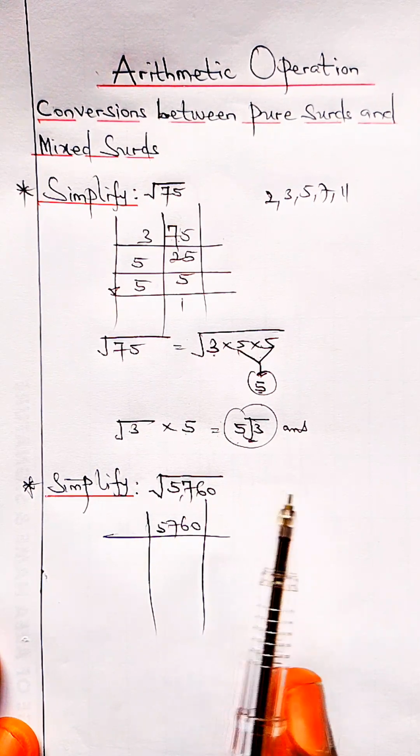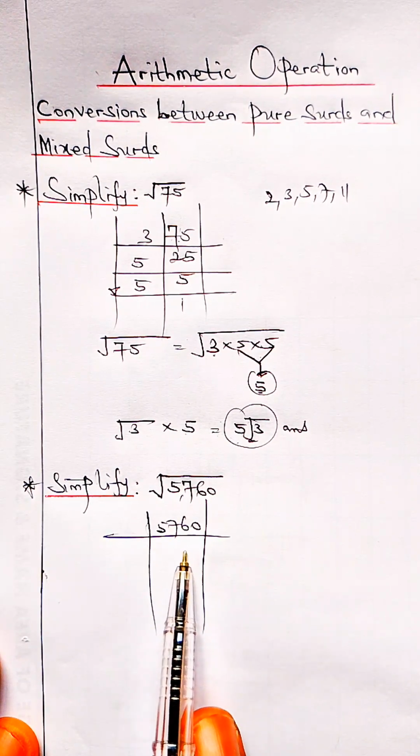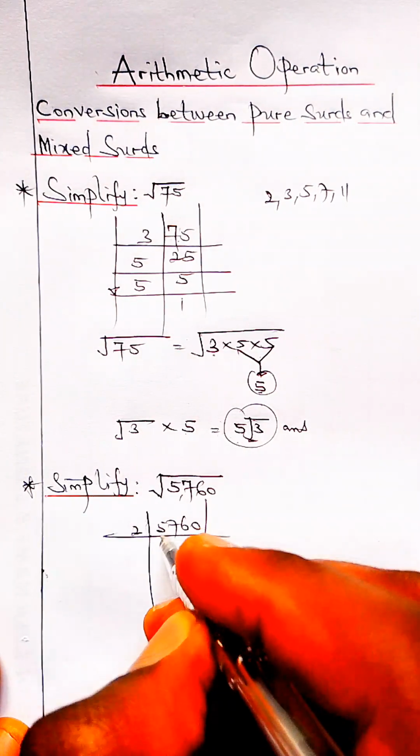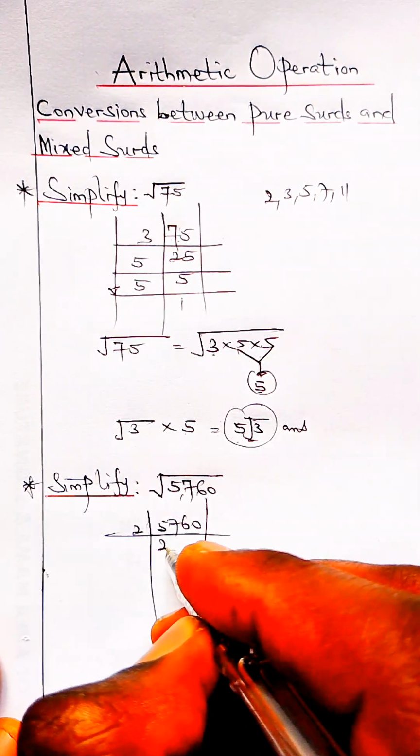2, 3, 5, 7, 11. One after the other to test each of these numbers. So can 2 go in this? Surely 2 can go in this. You put your 2 here. 2 in 5 is 2, 4, remainder 1.